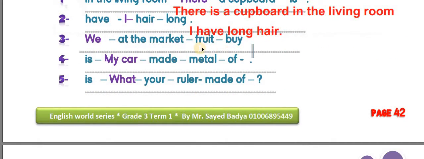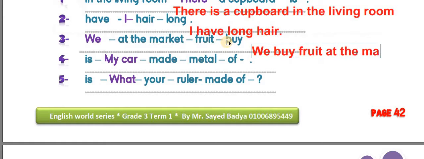we buy fruit نشتري الفاكهة at the market من السوق. we buy احنا نشتري buy يعني نشتري fruit يعني فاكهة at the market منين؟ من السوق. تاني يا جماعة we buy احنا بنشتري fruit فاكهة at the market.